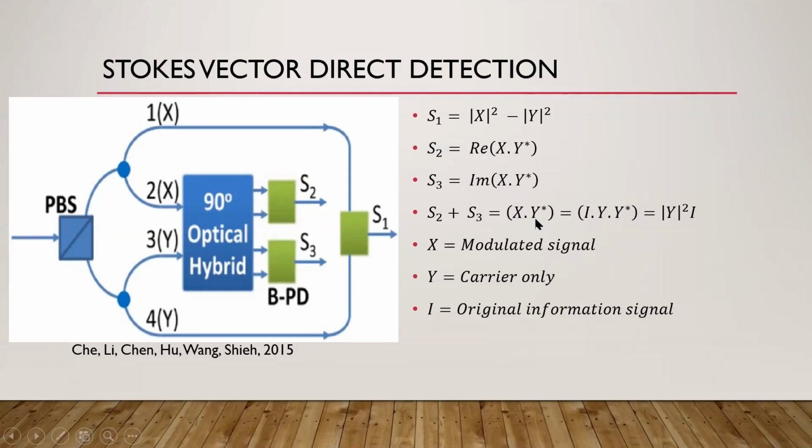And if we remember that X is the modulated signal, which is essentially the information signal multiplied with the carrier. So that's essentially I by Y. And then Y conjugate is Y conjugate. So X by Y conjugate works out as I by Y conjugate. And Y by Y conjugate is just the intensity of Y, being the carrier, which is a fixed constant in ideal terms. So what we get when we sum S2 plus S3 is simply a scaled version of the original information signal. So just by summing those two, we've recovered the information signal at that point. So that's one of the most straightforward circuits that we can use for that.